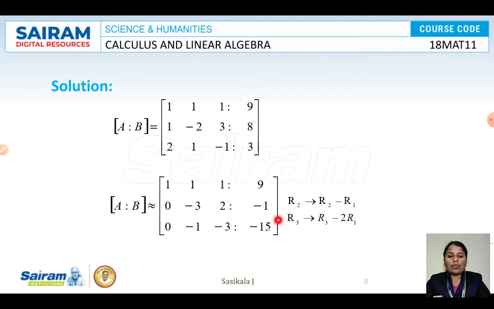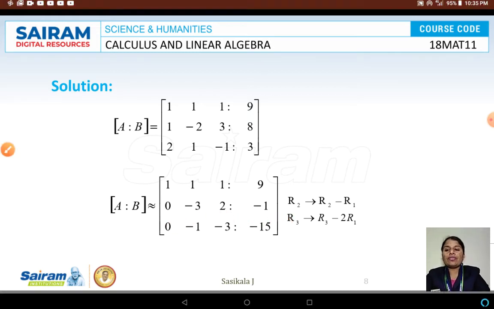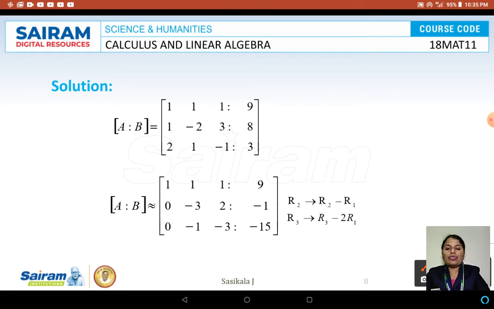Okay, and next one, my R3. You can see it is 2 here. So what I am going to do is multiply the entire equation by 2. So I'll get 2, 2, 2, and here I'll get 18. So here we have R3 minus 2R1. The R3 value 2 minus 2 will give 0, isn't it?